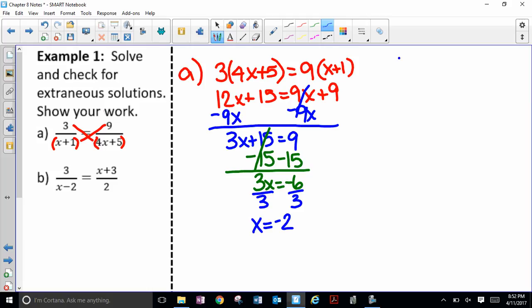Okay, so now I'm going to check, and like I said, you don't have to formally check every time, but you should, because you really do have to check and make sure that the denominator will never be 0. So I'm going to plug in 3 over negative plus 1, and we need that to be equal to 9 over 4 times negative 3 plus 5. So I get 3 over negative 1, which would be negative 3, and you could just type this in your calculator and it'll work it out for you. And then this will be negative 12 plus 5.